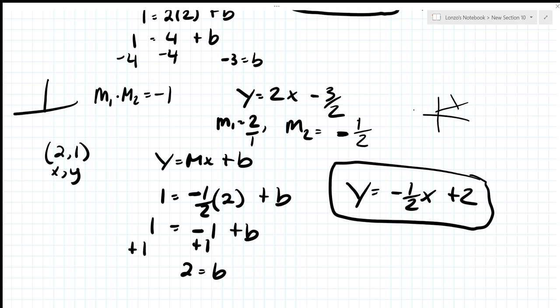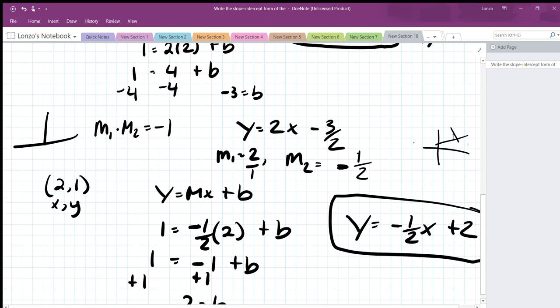Okay, now the last one is pretty much a word problem. And this involves salary.